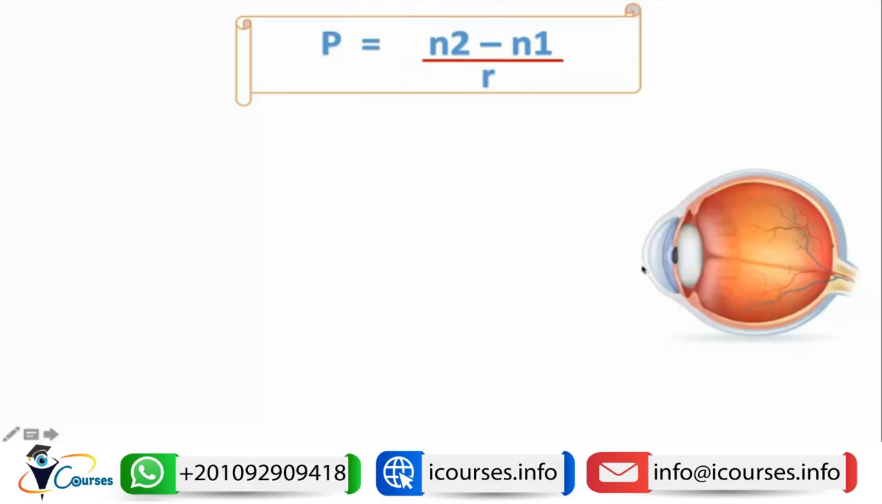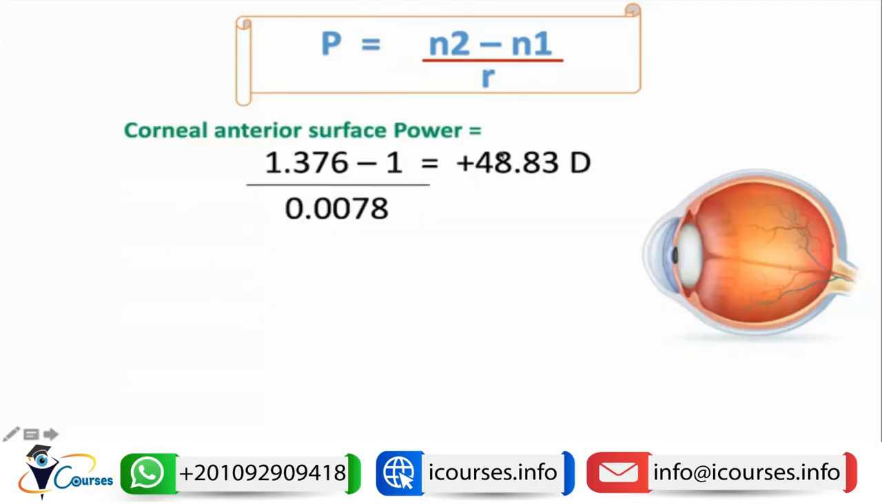So if we take the cornea as an example, the refracting power of the anterior corneal surface will be equal to the refractive index of the cornea, which is N2, as we can see that when the light hits the air-cornea interface, it passes through the air first, so it will be N1, and the cornea second, so it will be N2. So N2 will be equal to the refractive index of the cornea, which is 1.376, while N1 will be equal to the refractive index of the air, which is 1, divided by the radius of curvature of the anterior corneal surface, which is 7.8 millimeters.